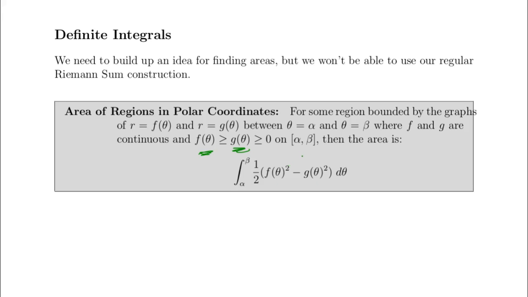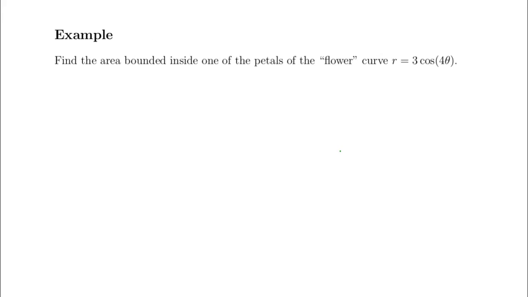This is almost exactly like your area between curves formula, except now we have this half function squared in here. And that's because instead of rectangles, where we look at width times height, we're looking at half times a radius squared times an angle. So that's just from this circular sector area formula. All right, so let's go ahead and do this.